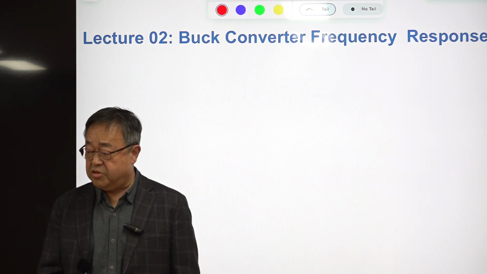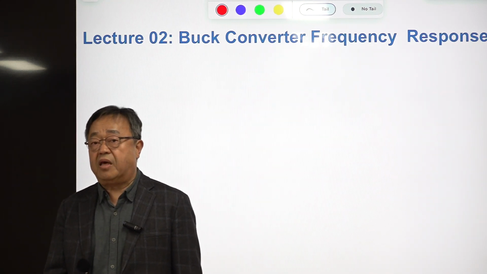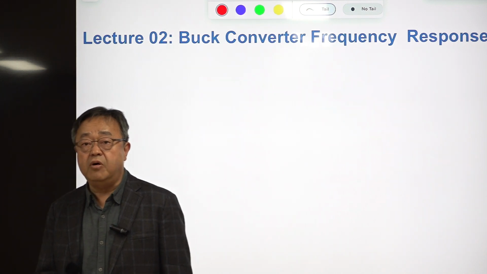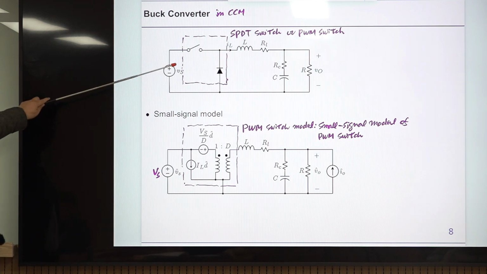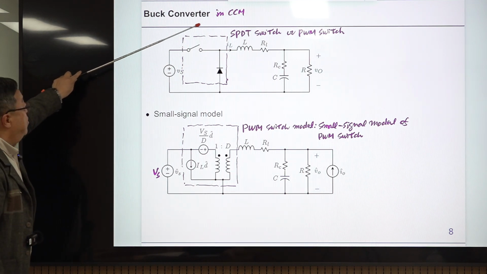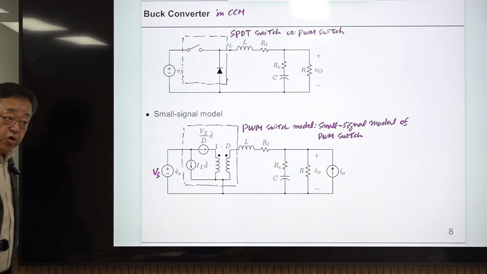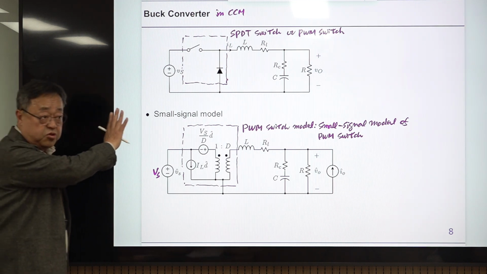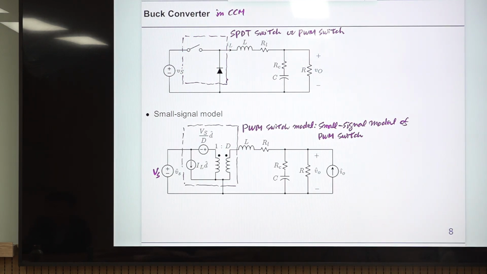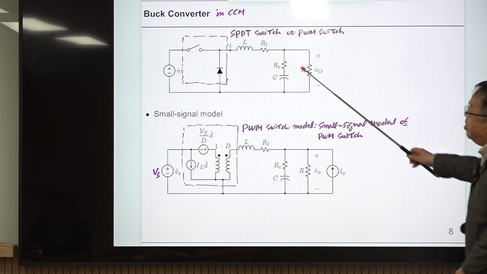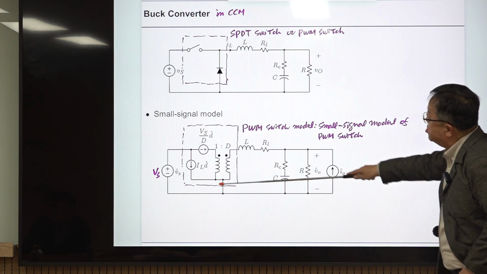Now we start the discussions about schematic and small signal model of buck converter. So this is buck converter, okay? And we are assuming the continuous conduction mode. Assume this is just normal operational mode. So DCM will be handled separately. And this is buck converter. And its small signal model is this one.